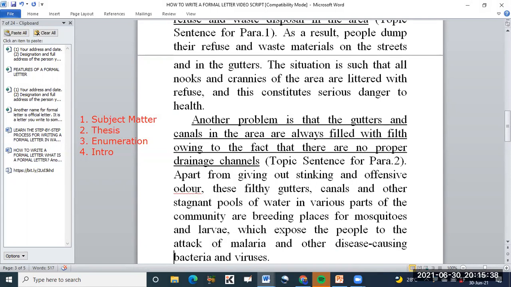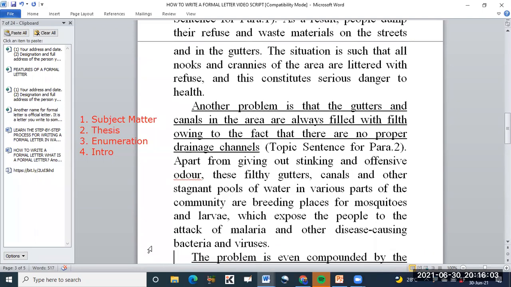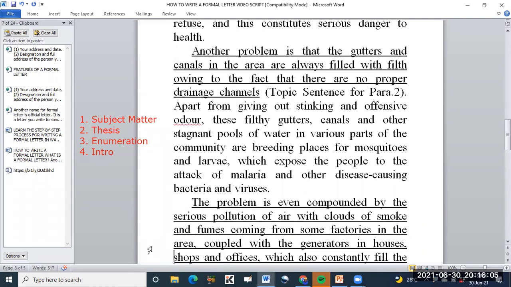Then you say, apart from giving out stinking and offensive odor, these filthy gutters, canals, and other stagnant pools of water in the various parts of the community are breeding places for mosquitoes and larvae, which expose the people to the attack of malaria and other disease-causing bacteria and viruses. Now you are stating the effect, and you are saying how this affects the health of the people in the area.